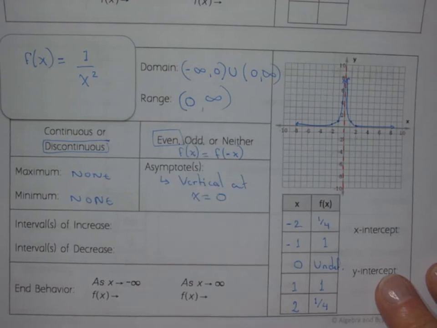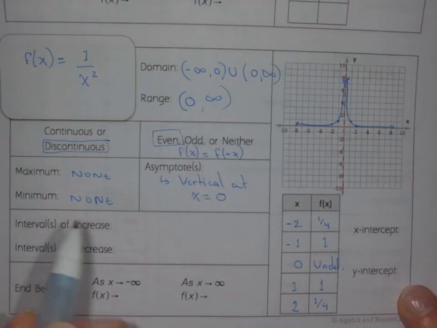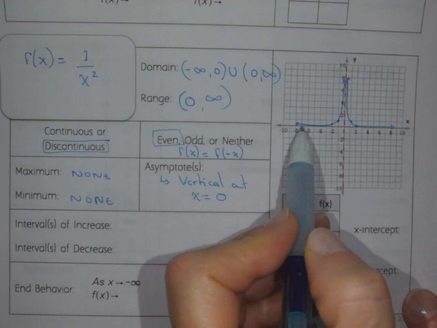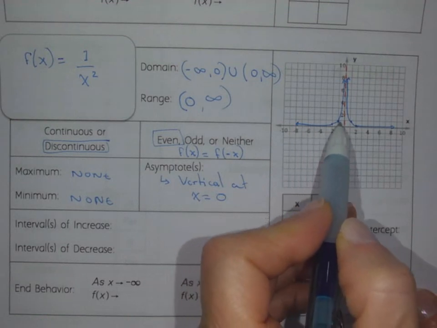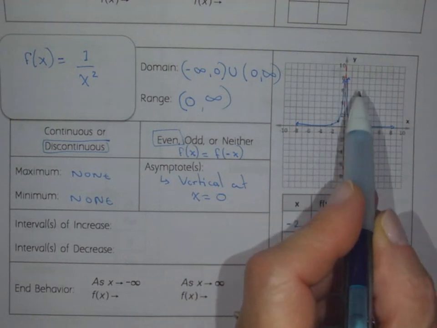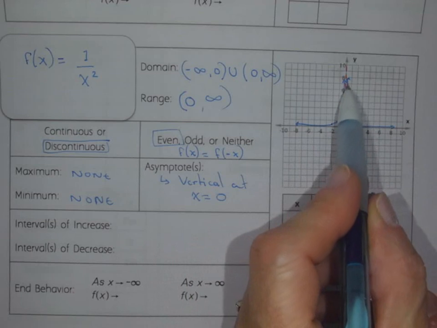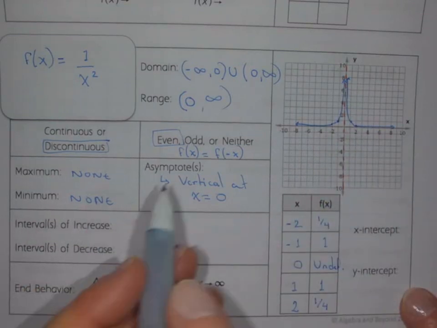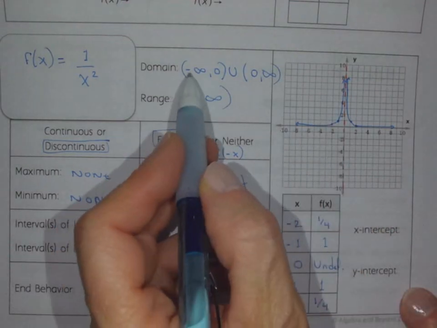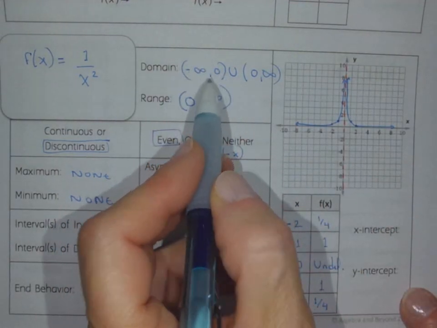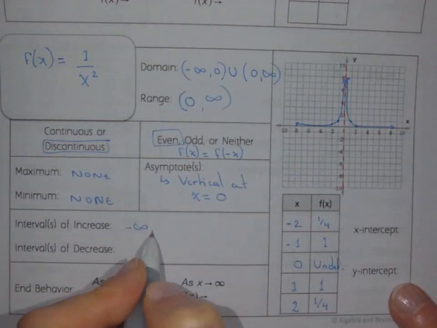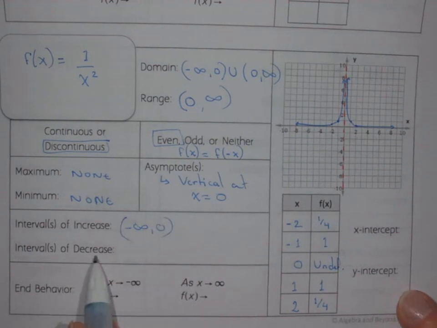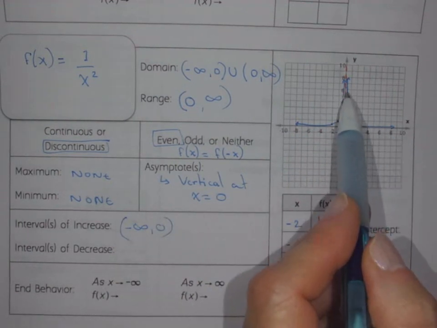Interval of increase. Well, look, I'm going from left to right. My function is going up, up, up, up, up, up, up, up, up, right? And then jump over the asymptote, and then suddenly we're going down, down, down, down, down, right? So the interval of increase will be that left branch, which is this one right there, right? So from negative infinity to 0. And then the decrease will be this right side of the graph, so that will be from 0 to infinity.